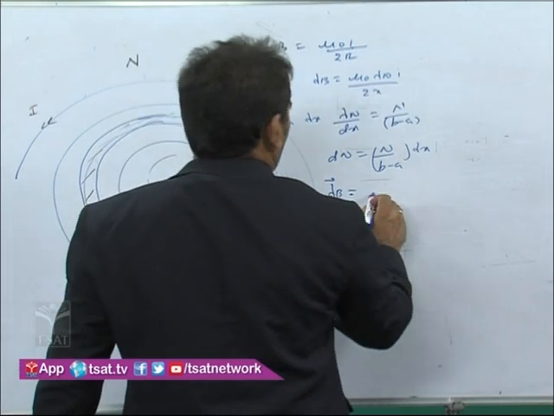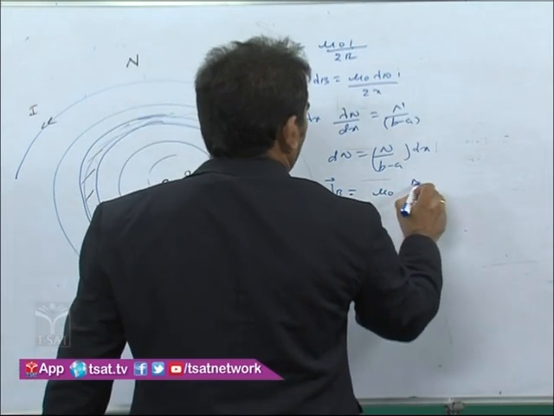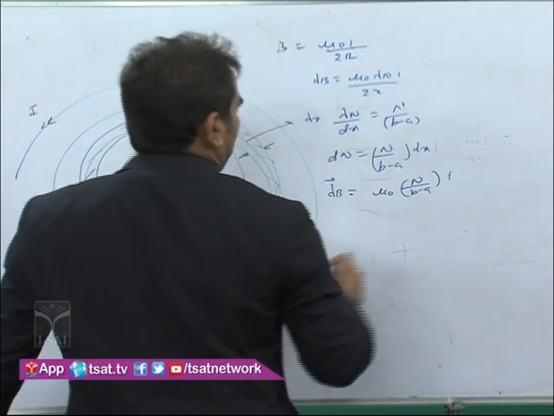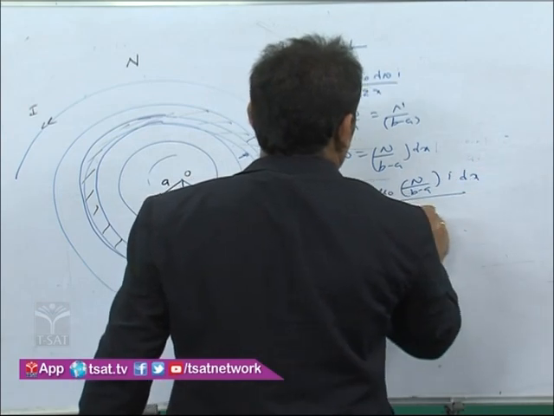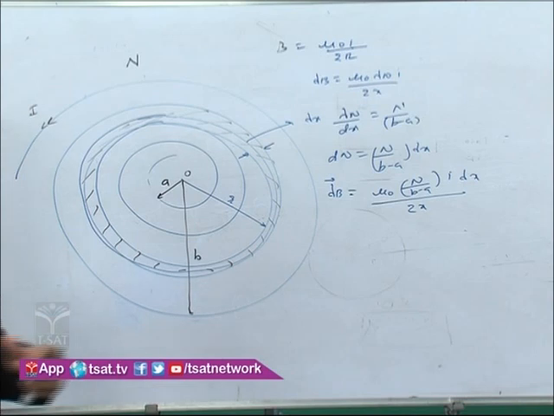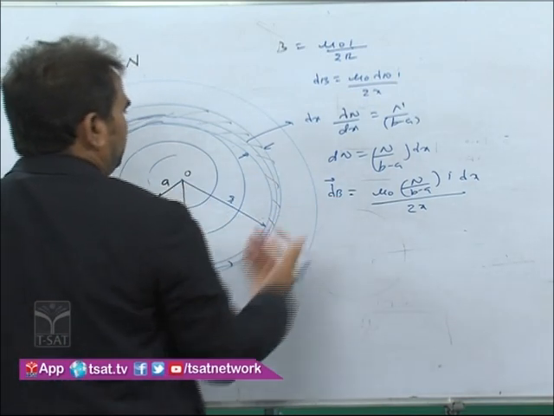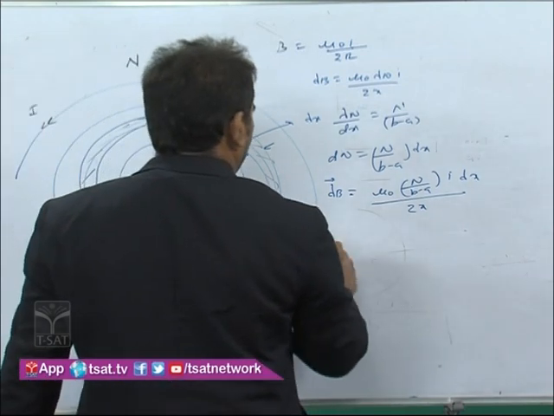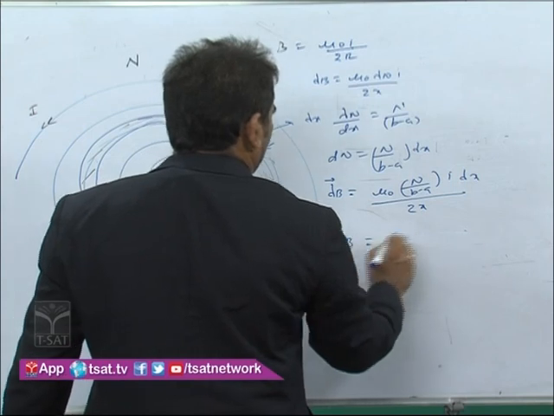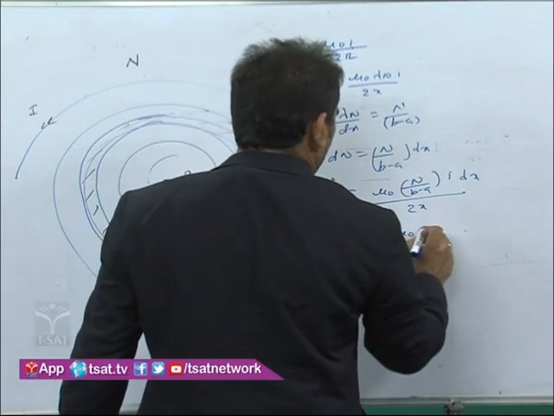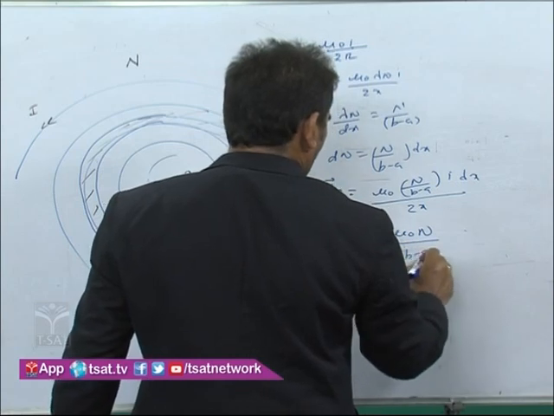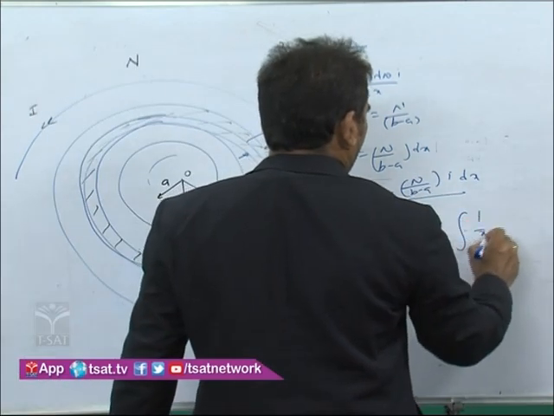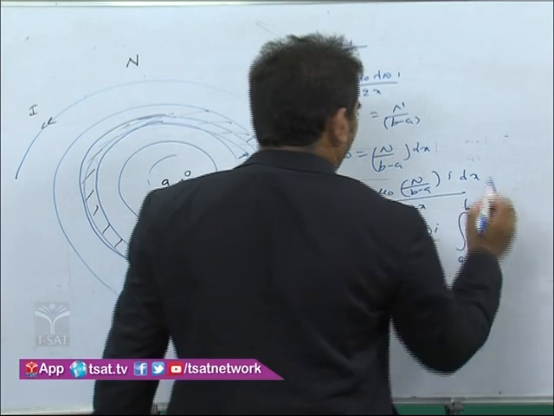dB is equal to mu naught into n by b minus a into I into dx upon 2x. To calculate the net magnetic field induction at the center, we integrate the above equation between suitable limits. The initial limit is a and the final limit is b. So B is equal to mu naught nI upon 2 into b minus a, which are constants. The remaining term is the integration of 1 by x dx between the limits a to b.